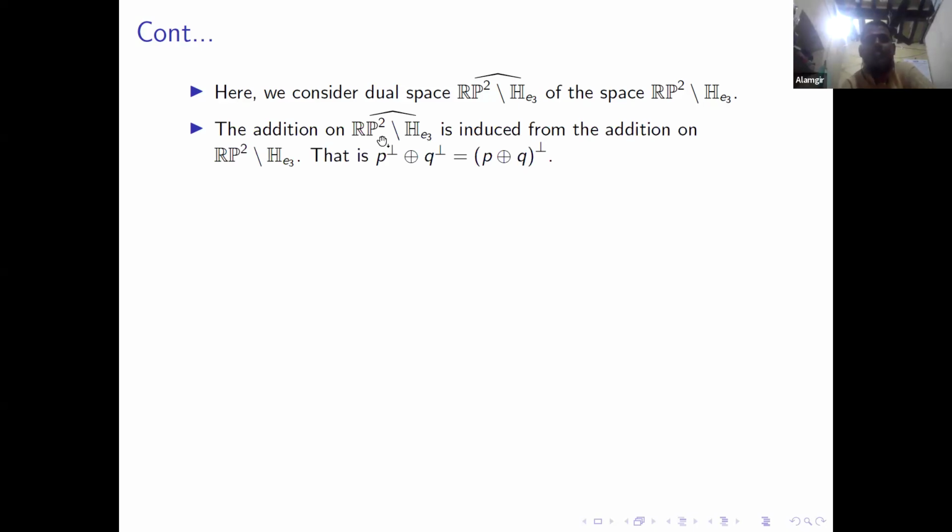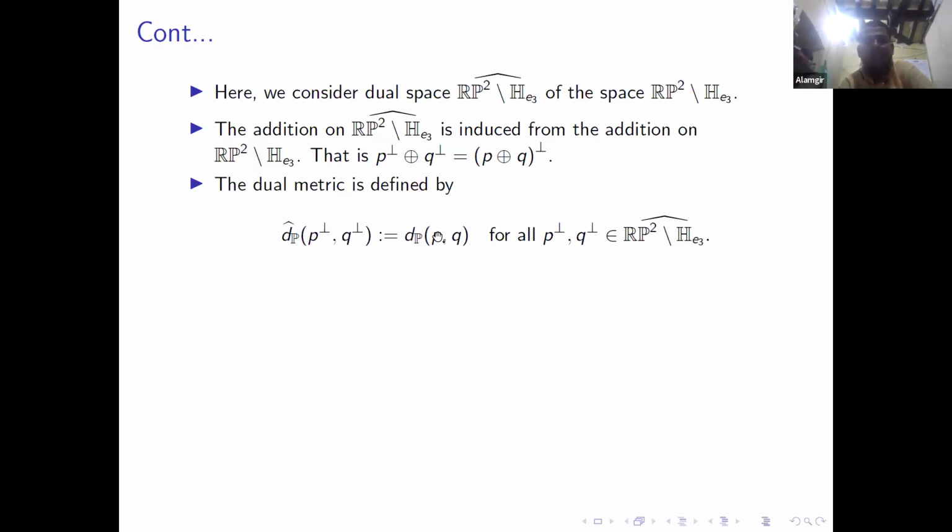We induce the addition on that dual space like this: P-perp plus Q-perp is nothing but (P plus Q)-perp. So here P-perp and Q-perp are two hyperplanes, and we use the same notation, but this is different from that notation actually. We have already defined this plus circle in our projective space. So this is P plus Q, and we take the corresponding hyperplane.